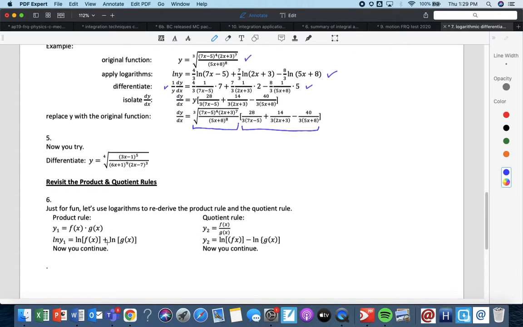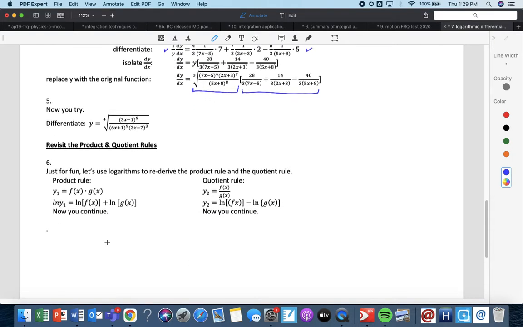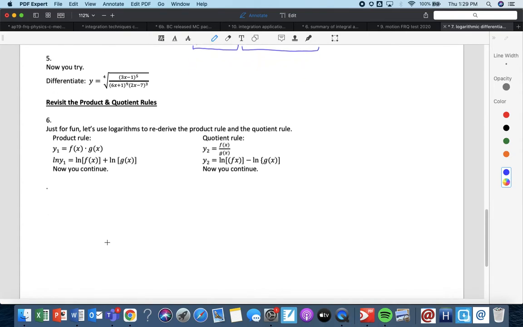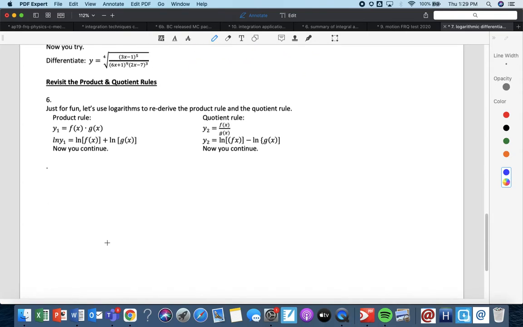The last thing I want to show you is that you can use this property to verify the product rule and the quotient rule. And I'm going to do the one just on the left. I'm going to show you the product rule. So y1 is the product of two functions. And what we're going to do is apply the natural log to both of these and see what happens when we continue and differentiate that way.